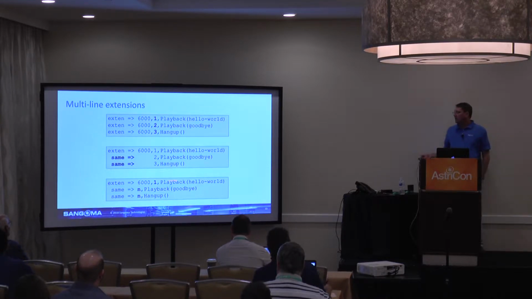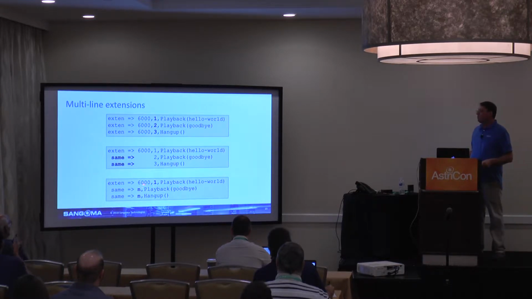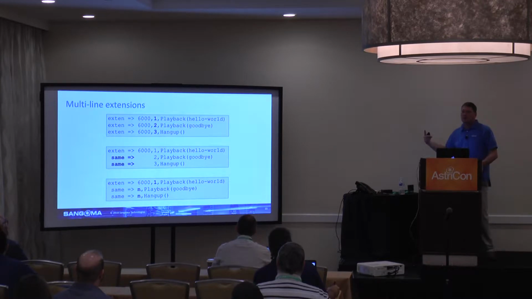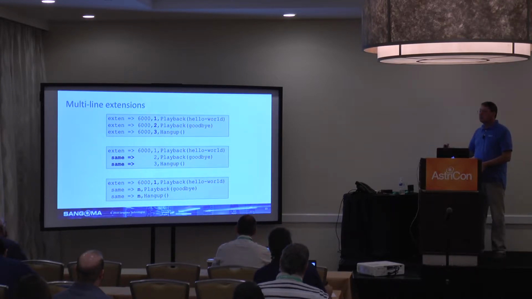And then we also have the n priority, which says next priority. So this would be evaluated to priority 2, and this would be evaluated to priority 3. So you don't have to actually enter the numbers. You have to enter the first one, then you can use n's from then on, and it'll do it in the order that they're written within the Dialplan.